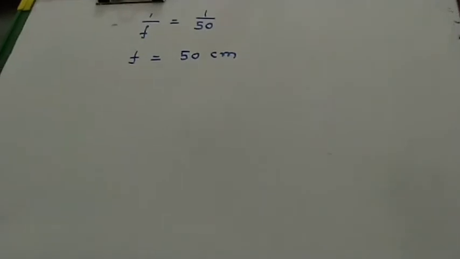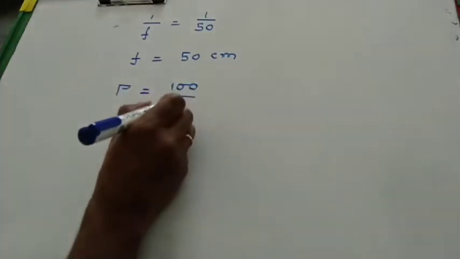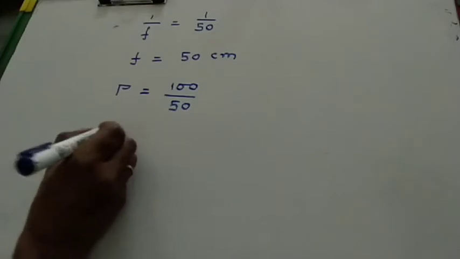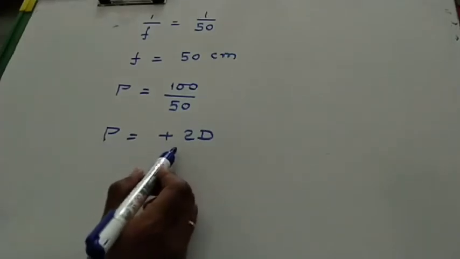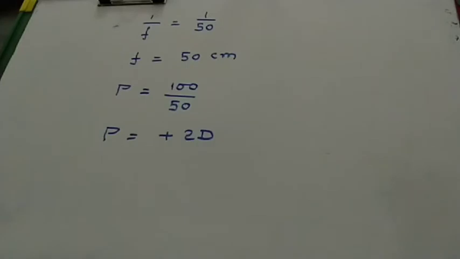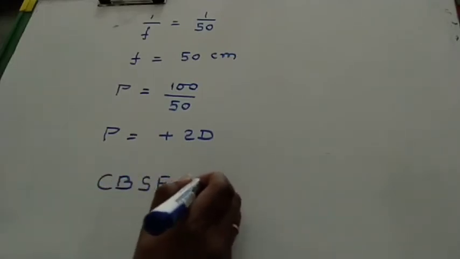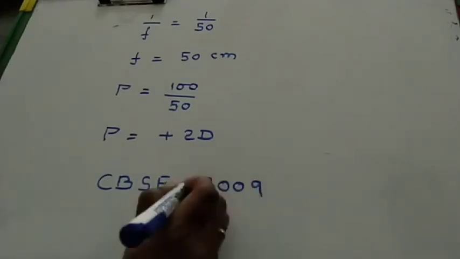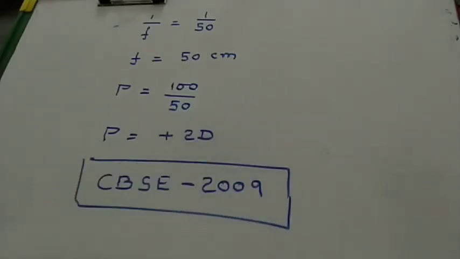Therefore, f is equal to 50 centimeters. But what does the examiner want? The examiner wants power. That means power is equal to 100 by 50. Therefore, power is equal to plus 2 D, that means 2 diopter. Like that, we have to solve this numerical. This is also a very important numerical. This came in CBSE 2009. I think you understood this numerical. Please practice.